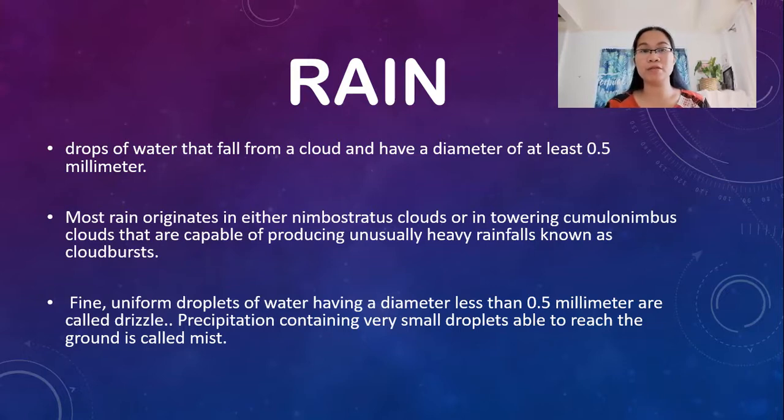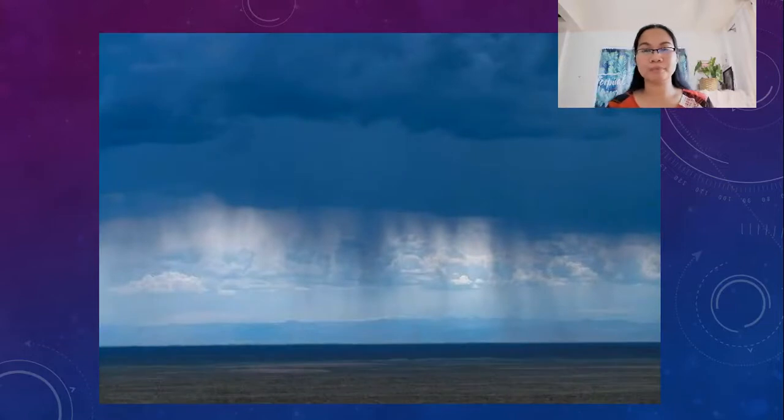And fine uniform droplets of water having a diameter of less than 0.5 millimeters are called drizzle. So, doon na yung ambon, yung very small, yung size ng particle. Precipitation containing very small droplets are also known as mist. So, meron ding mga rain wherein it doesn't actually reach the Earth's surface. So, there is a precipitation wherein as it passes through unsaturated air, it will just evaporate. That's why may makikita kayong formation. So just like in this illustration, this is known as virga, wherein it's a precipitation or rain which doesn't reach the Earth's surface.